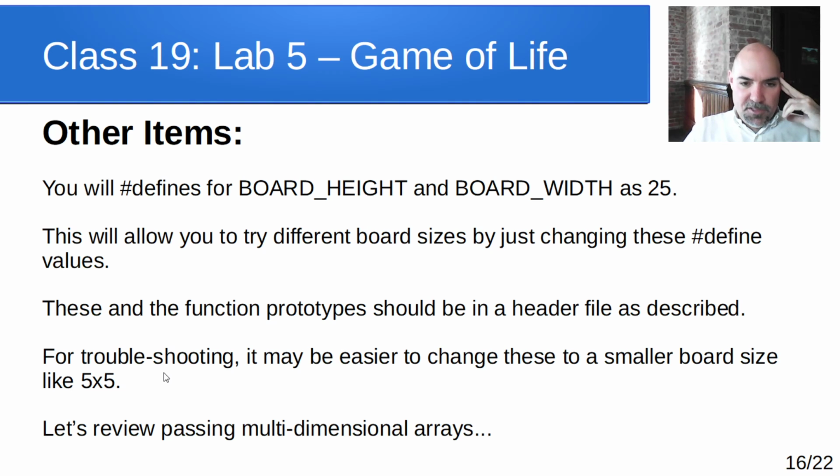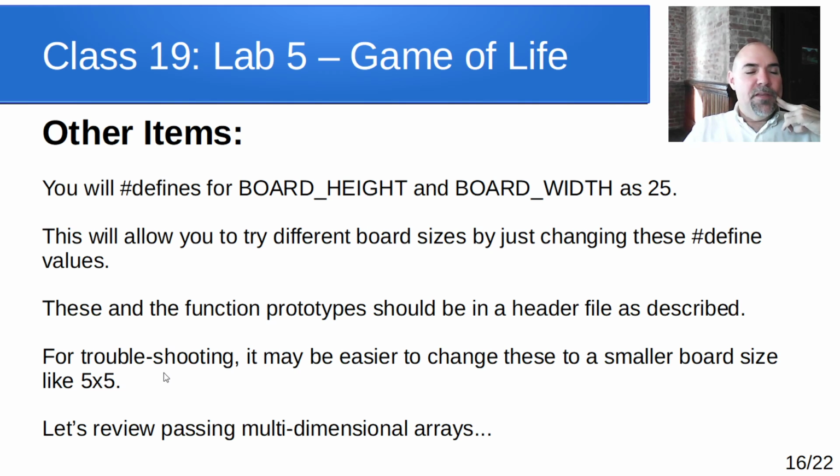And one thing that I would suggest doing, or that you need to do for this lab, is put the pound defines and all the function prototypes in a header file as we described in class. In other words, make a header file called something like gameoflife.h, stick all the function prototypes for every one of these functions in there, except for main, and stick the actual implementation of the functions in a .c file.